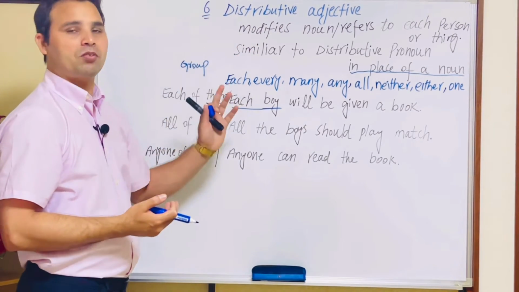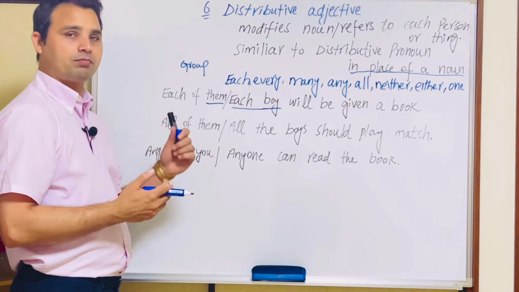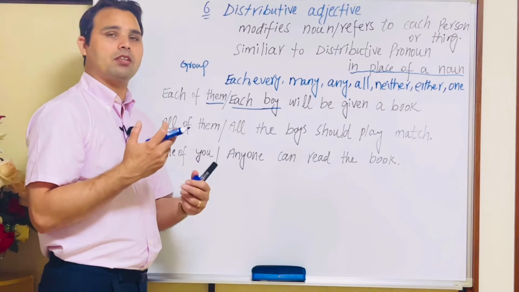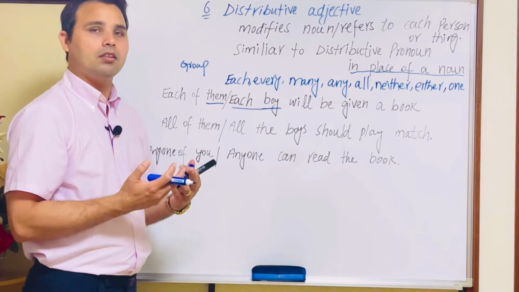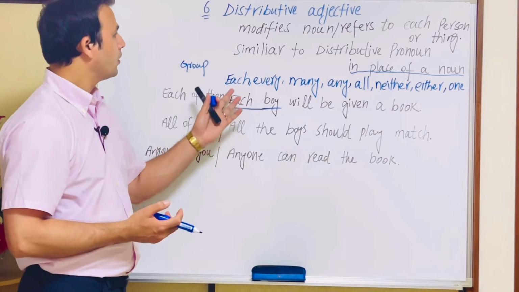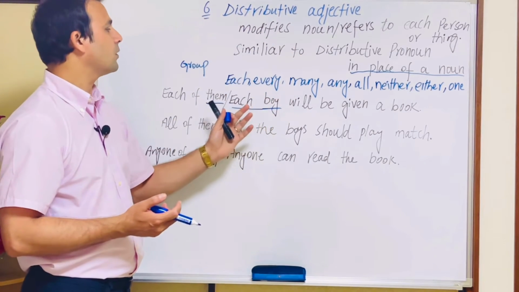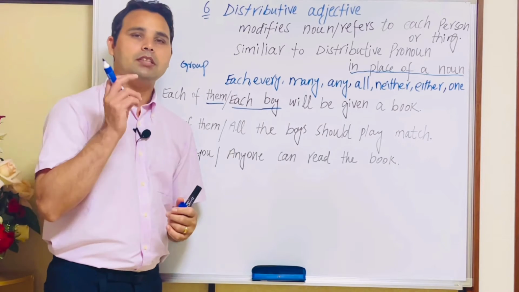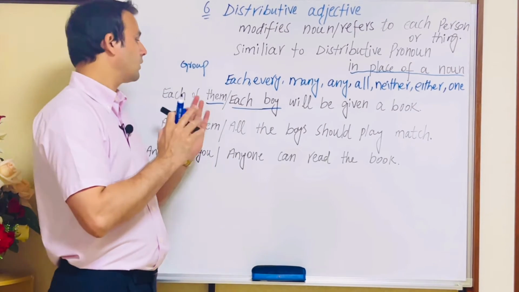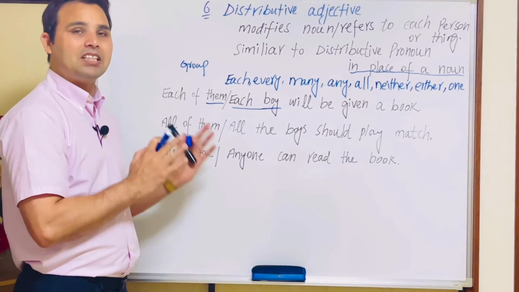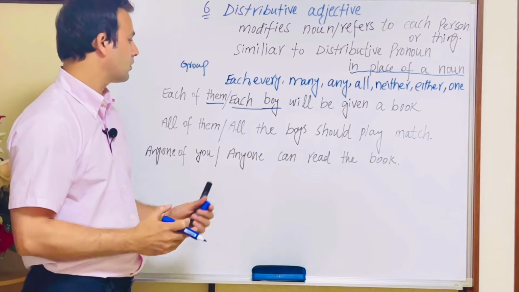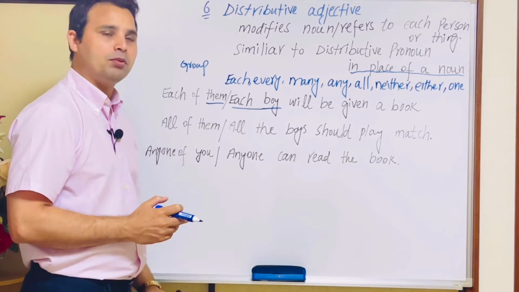So distributive pronouns will be used for every person or every thing out of a group, out of many things. But a distributive adjective will be used for each person, like only one person, an individual. But this will be used for an individual out of a group or out of many things. Each boy will be given a book.